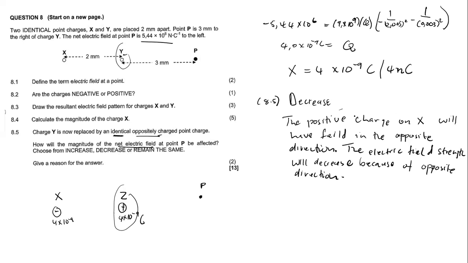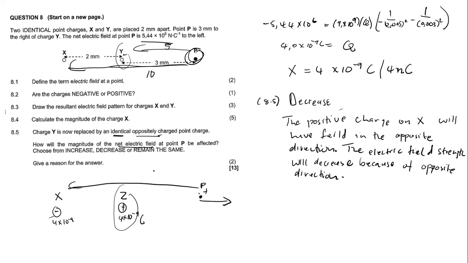Here's the story. This is the final answer. Let's discuss this. The positive charge on X will have field in the opposite direction. Remember here, this had the field in the same direction. P was moving towards X, and P was moving towards Y. But now here, P is moving towards X. Remember, P is always positive. P will move away from Z. Here's the thing. If here it's 5, and here it's 10. Let's say here it is still 10 because it's from P to X. And then here, away, because everything's the same, it is going to be 5.